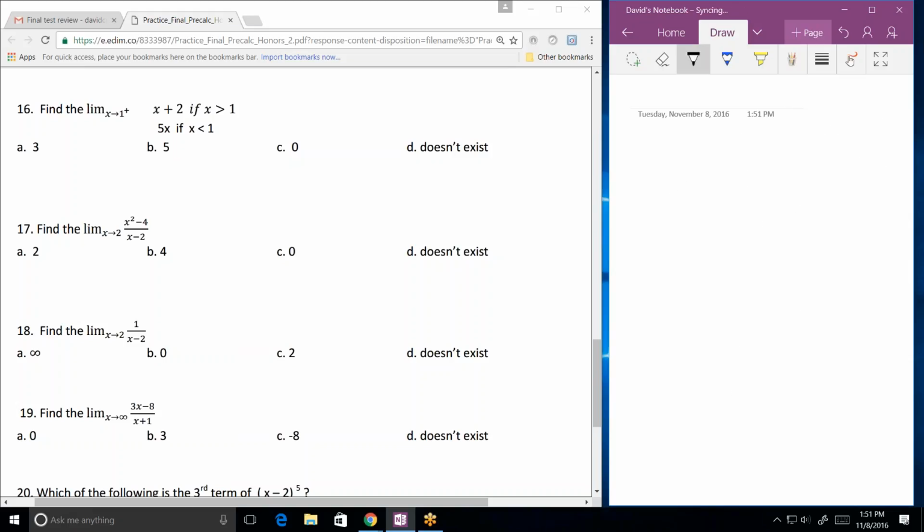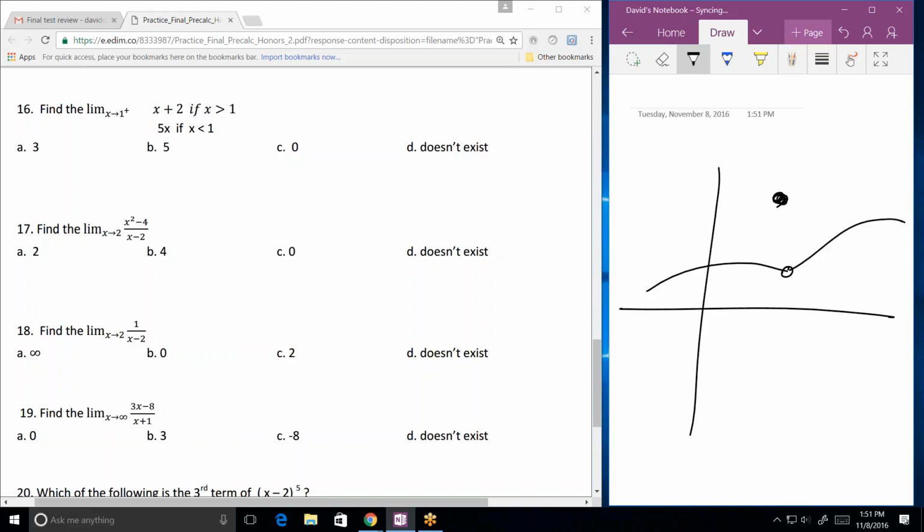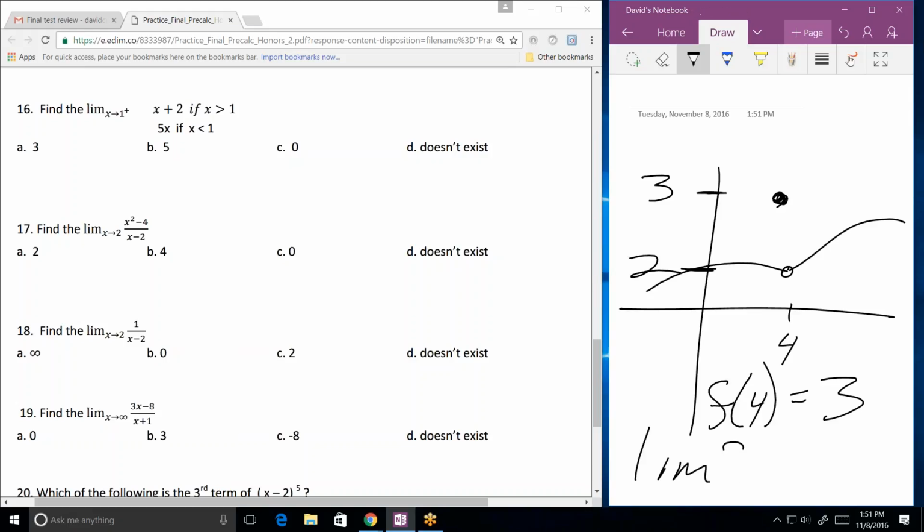In other words, if I have a function that looks like this, this value is 2, and this value is 3. What's the limit of this function as I approach 4 from the left? 2. What is it as I approach 4 from the right? 2. That's the limit at 4. It is not 3. In other words, f of 4 may be equal to 3, which is a true statement, but the limit of f as x approaches 4 is actually 2. And that's because from the left it's 2 and from the right it's 2. That means its limit is 2. And that's the only time it ever exists, if the limit from the left is the same as the limit from the right.